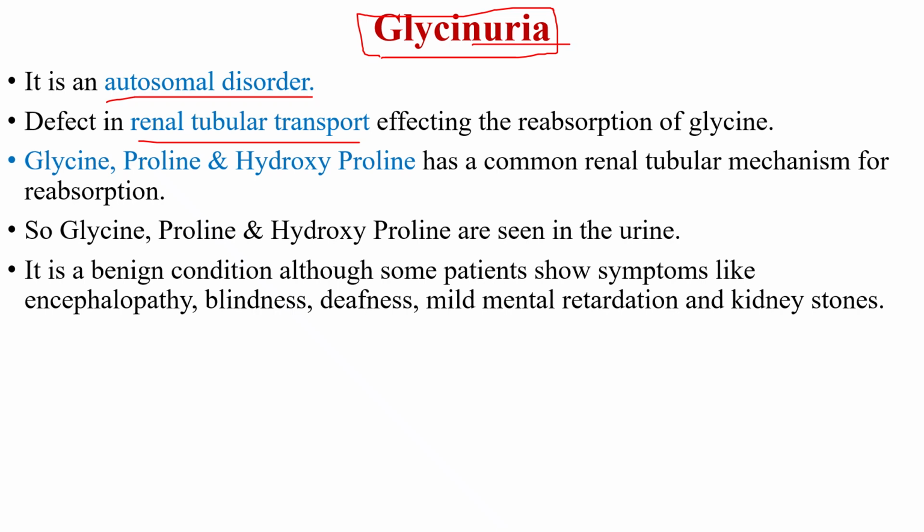There is a common transporter for glycine, proline and hydroxyproline. So this transport is being affected, so that glycine, proline and hydroxyproline are seen in the urine. It is a benign condition, although some patients show some symptoms like encephalopathy, blindness, deafness, mild mental retardation and some kidney stones. That is about glycinuria.